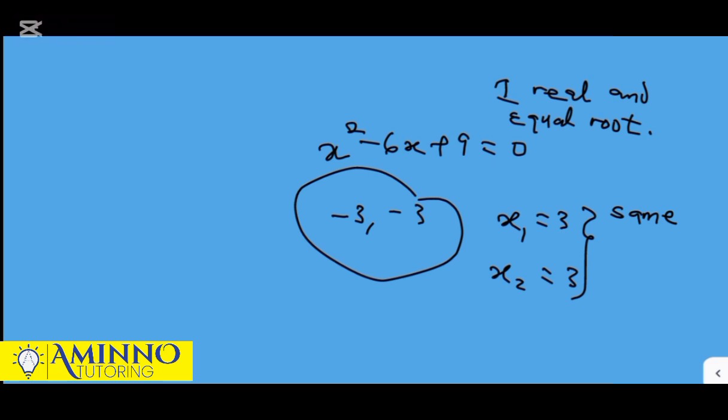So if you solve a quadratic equation and you have x1 to be a and x2 to be a, it means that the discriminant is equal to 0. This is part 1. We are going to watch part 2 to look at other conditions.